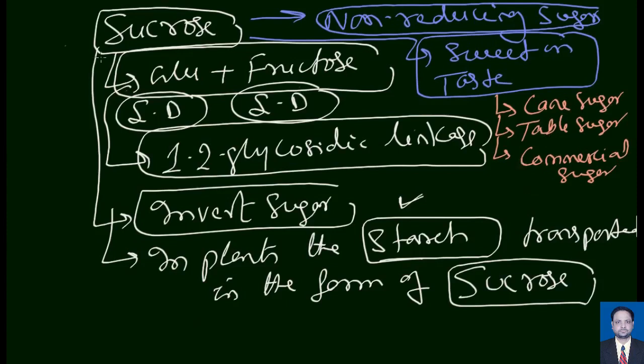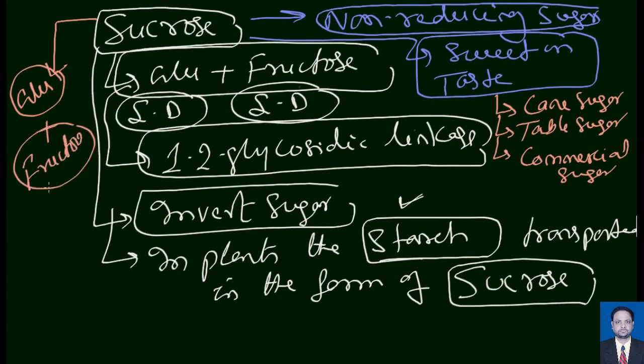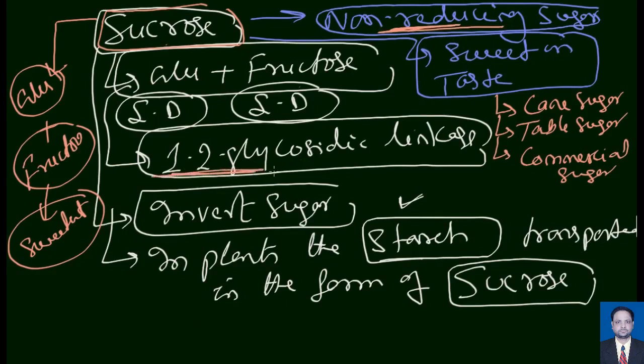And sucrose produces both compounds after hydrolysis, that is glucose and fructose. We know very well that fructose is the sweetest of all monosaccharides. So sucrose is a disaccharide, but the question comes that it is a non-reducing sugar, which is very important. The glycosidic bond formed is between carbon 1 and 2, and plants transport the food material starch after photosynthesis in the form of sucrose.